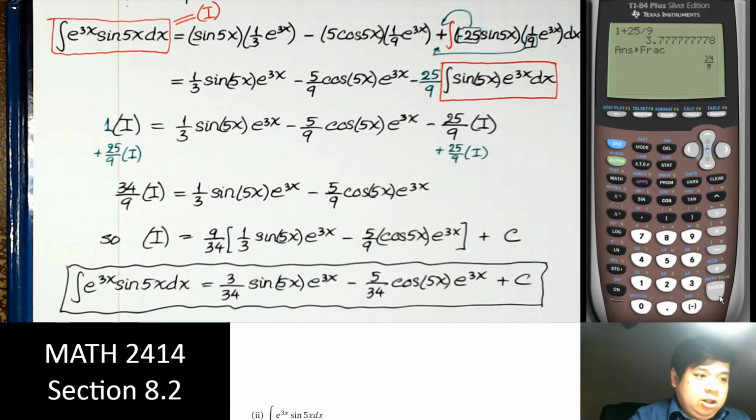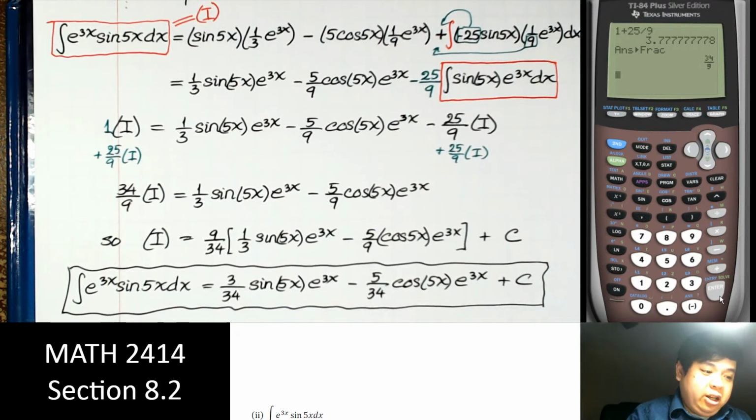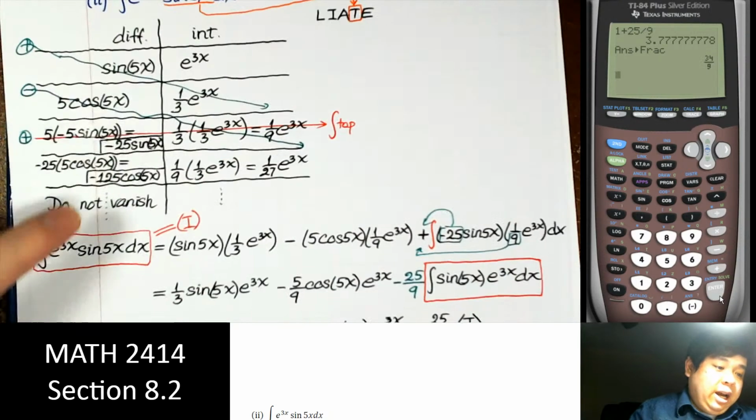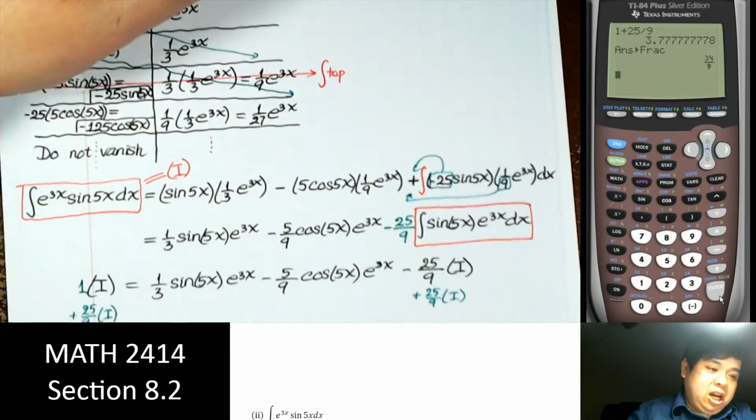Right. So, like I said, you should have one kind of problem like this on the test, where we have a trig function times an exponential, and then of course I recommend using the table.